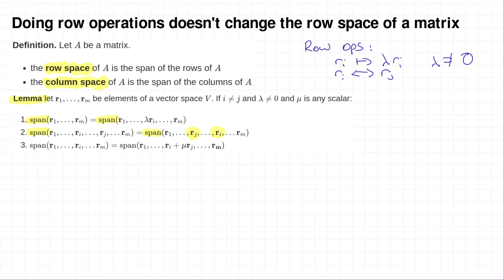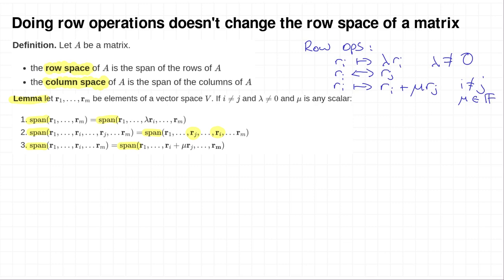I and row j. And finally, the third type of row operation takes row i and replaces it with row i plus mu times Rj, where i must be different to j, and mu can be any element of the field over which V is a vector space. The third part of the lemma would tell you that the span on the left, which is the row space of some matrix A, would be equal to the row space of the matrix obtained by doing this third type of row operation to A.